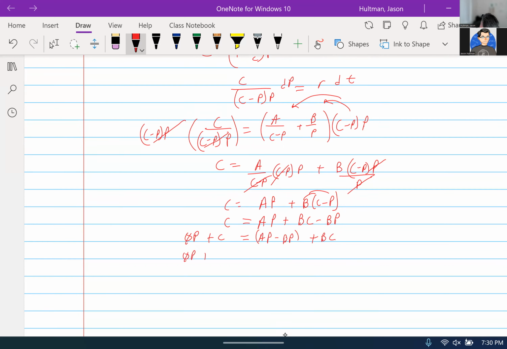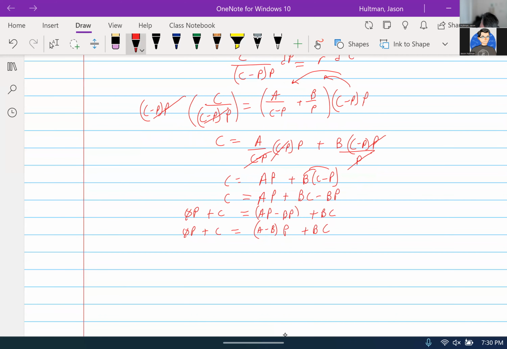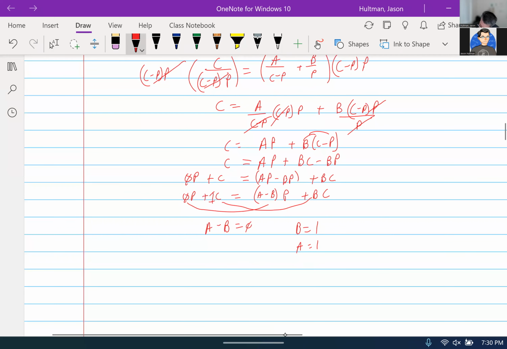If I go 0p plus c is equal to, factor out the p, I'm going to go like this, a minus b, and then I'm going to factor out the p here, plus bc, then we could say that a minus b is equal to 0. And b is equal to 1, because there's just an imaginary 1 in front of there. So b is equal to 1. And so if a minus b has to be 0 and b is equal to 1, then a has to be 1.